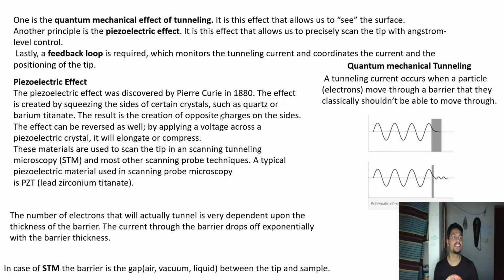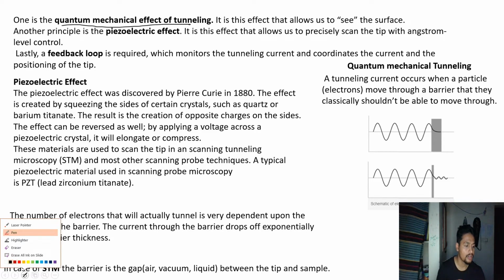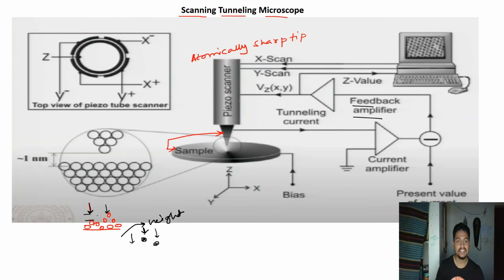we need to know three things, three effects. One is the quantum mechanical effect of tunneling, and another thing is the piezoelectric effect, because we need to move this tip to get an atomic resolution of the topograph. Atomic resolution we want, no? So that means the movement of this piezo scanner needs to be very precise, and one simple mechanical device cannot do that.